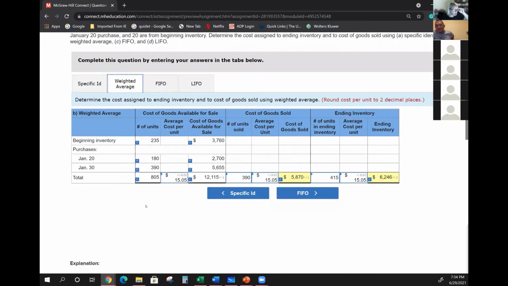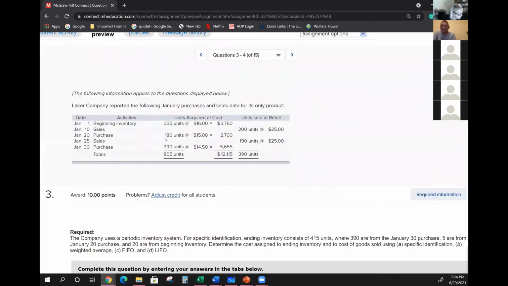Okay, so here's my weighted average. So it's a little bit easier, right? Because I'm just going to take the average. So I have my units that I had to begin with. I have my purchases that I had. It gives me what's available. And then from there, I look to see what I have left and how many I sold. So you sold the 200 and 190, so you sold 390 units according to this information they gave you.